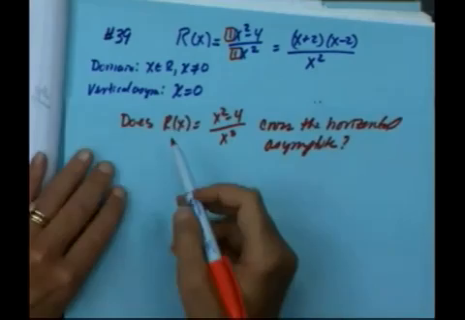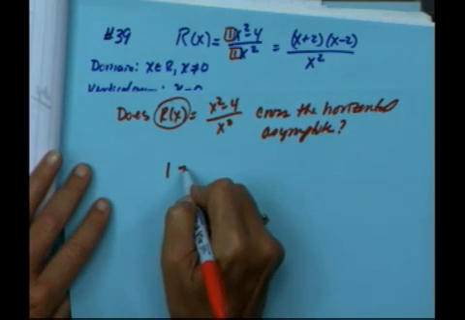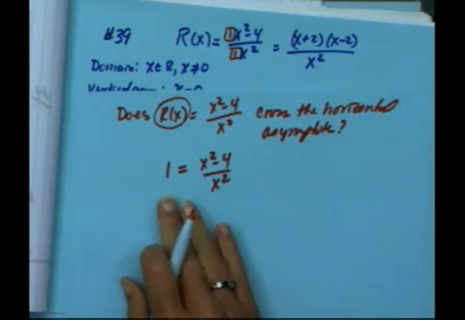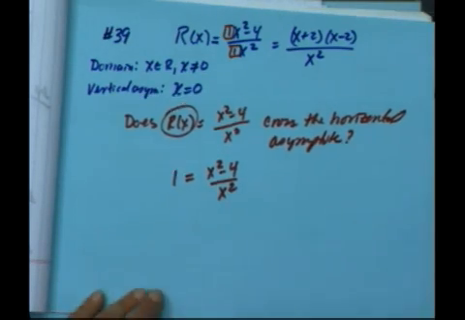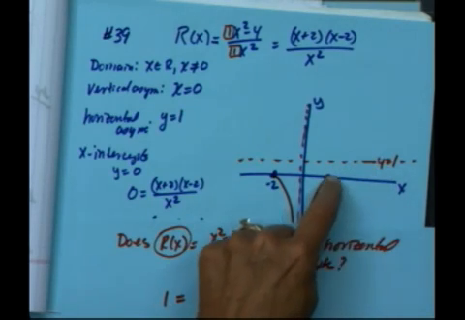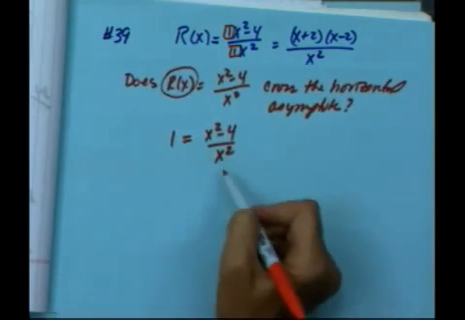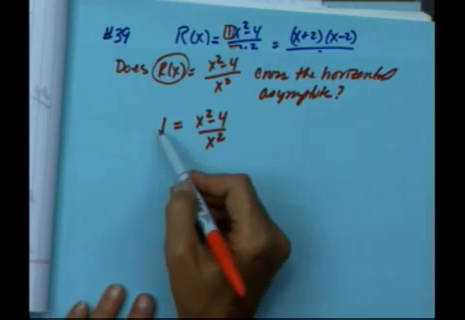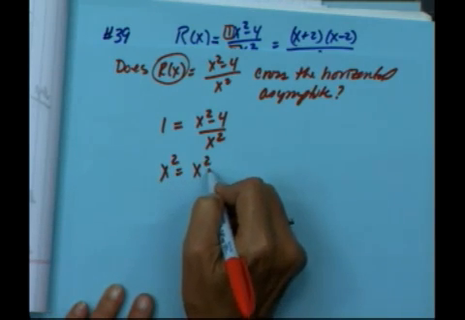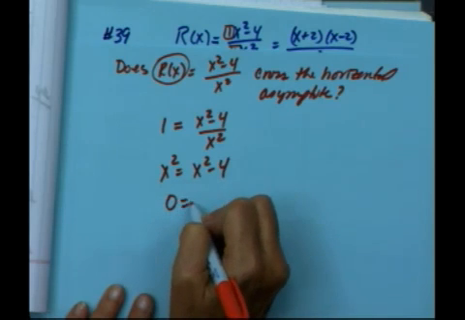1. So we'll come back and replace r of x with 1. 1 equals x squared minus 4 over x squared. Everybody clear on where this 1 is coming from? That is where the horizontal, the y value is 1. And if it's going to cross over, we're going to have to be where y is equal to 1. All right, so if we cross multiply, because x can't be equal to 0, multiply both sides by x squared, we get x squared equals x squared minus 4. If we subtract x squared from both sides, we get 0 equals minus 4.